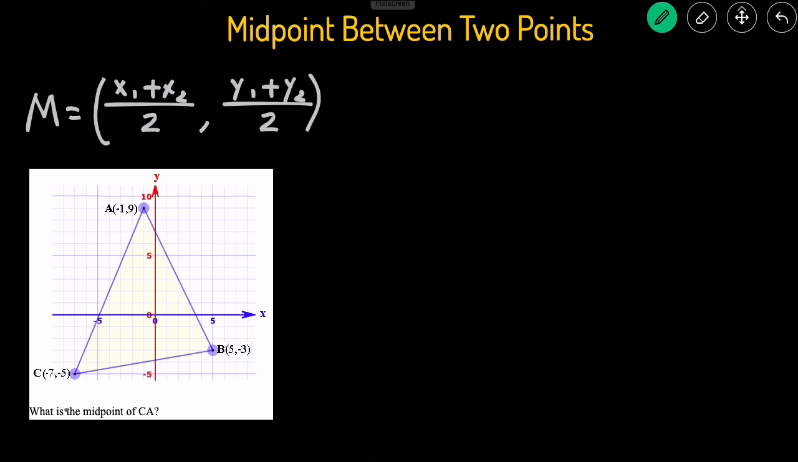Okay, one last example. Here we're given a triangle and we have to find the midpoint between point C and point A. Why don't we just call point A 1 and point C 2? So then this will be x1, y1, and this will be x2, y2. So the x coordinate is going to equal the sum of the x's divided by 2, -1 plus -7 divided by 2. And then the y coordinates will equal the sum of the y's divided by 2. So 9 plus -5 divided by 2.